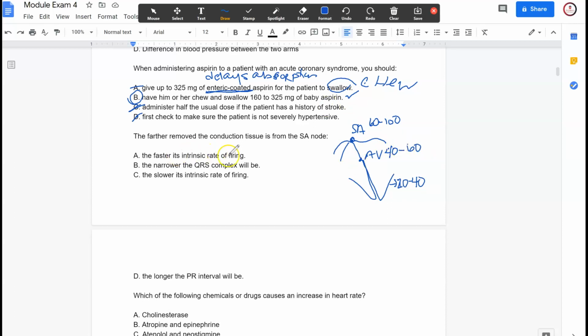Is it going to have a faster intrinsic rate of firing? No. Will the QRS complex be more narrow? No, because the SA node has the narrowest. It's like the evil queen in Snow White. It's the narrowest of them all. The slower the intrinsic rate of firing, I like that one, and the longer the PR interval. You might not even have a PR interval if it's being conducted from down here. If you have an idioventricular rhythm at 20, there is no PR interval. That's not it. So, here's your answer.